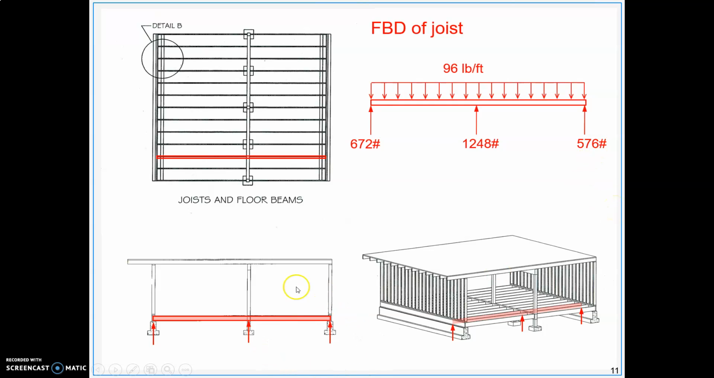And now you can add those 3 numbers you just found to the free body diagram of the joist. So here in the bottom of the picture is our joist with our 3 support reactions. Here in the top is our free body diagram with a distributed load on top of 96 pounds per foot and our reactions underneath, 672, 1248, and 576.